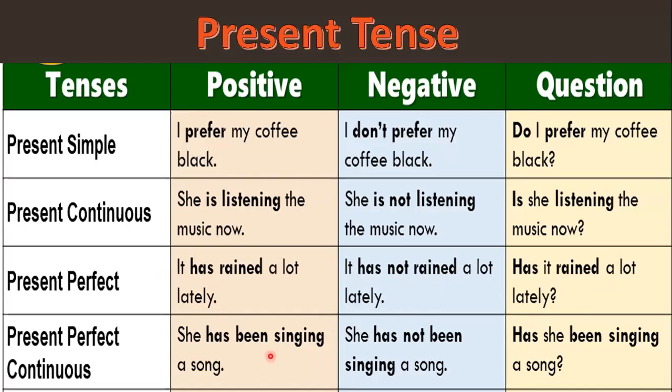Okay, she has been singing a song. She has not been singing a song. Has she been singing a song? Now you see, you put "has" first and then you put the subject and then you put "been," okay, with the "singing." This is how you change into the interrogative form. Kindly have a look so that we can move forward.